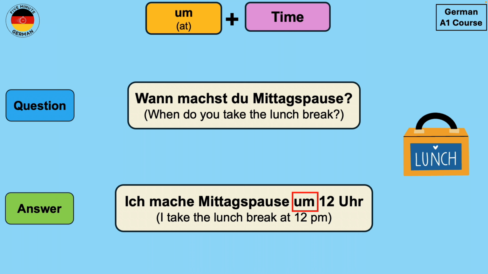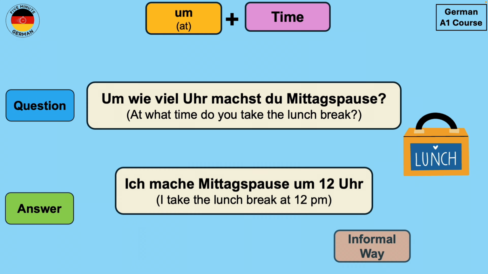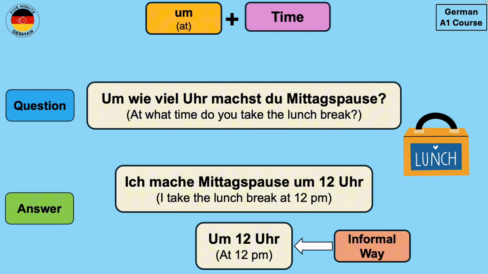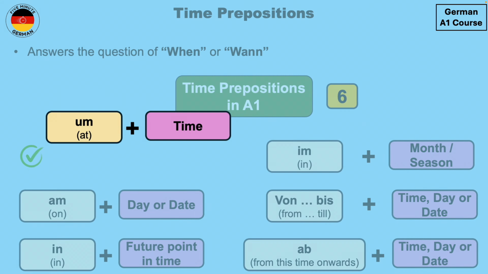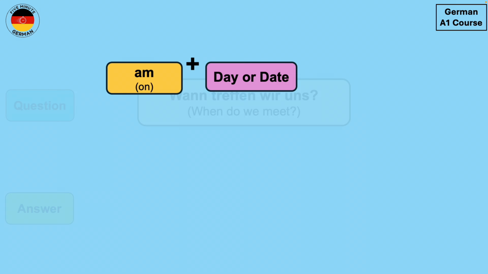You can also use um in the question. So you can say um wie viel Uhr machst du Mittagspause? And this wie viel Uhr means at what time. So this is another way to ask the question. And you can also answer it in an informal way by saying um 12 Uhr, at 12 p.m. So this was the preposition um.